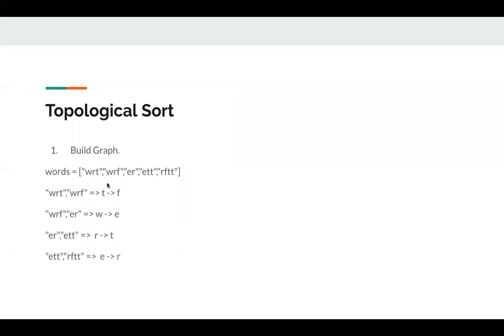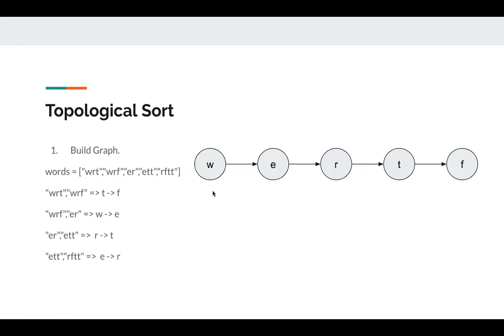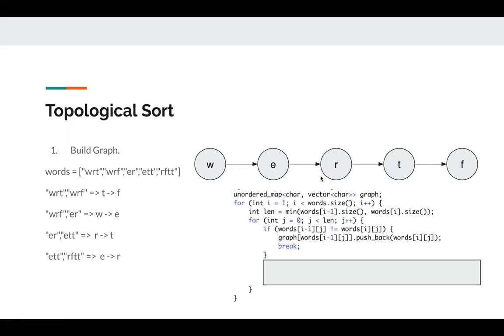Okay, so looks like it's a very typical topological sort problem, right? So what we should do is, first of all, we need to build the graph. As we analyzed previously, this is all the relationships between all the characters. So we can build such a graph. So the code looks like this. We have a graph data structure. It's a map, and the key is the character. The value is a vector of characters. It's a directional graph.